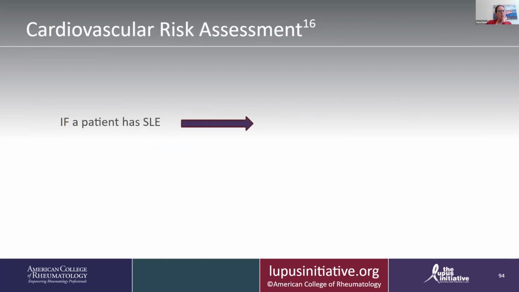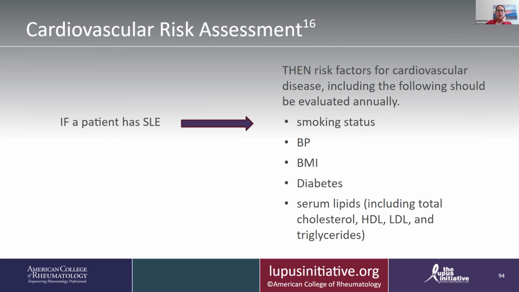If a patient has lupus, then you really want to talk to them about smoking, their blood pressure, their BMI, diabetes, and their lipid panel. And BMI is definitely something that, over the course of my career, I've changed how I viewed it. When you put somebody on steroids and then ask them to lose weight, that's almost impossible. I try to talk about healthy lifestyles and doing the best that they can.